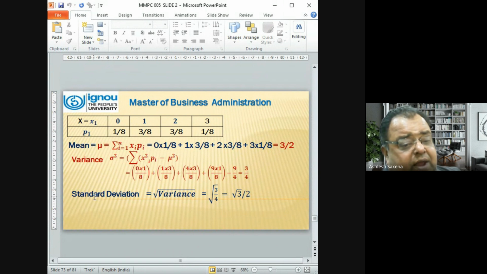You have to calculate the standard deviation also, so it will be the square root of 3 by 4. The square root of 3 by 4 will be root 3 by 2. The value of root 3 is 1.732, divided by 2, it will come approximately 0.87. This is how, under probability distribution, mean, variance, and standard deviation are calculated. Formulas are not going to change at all.